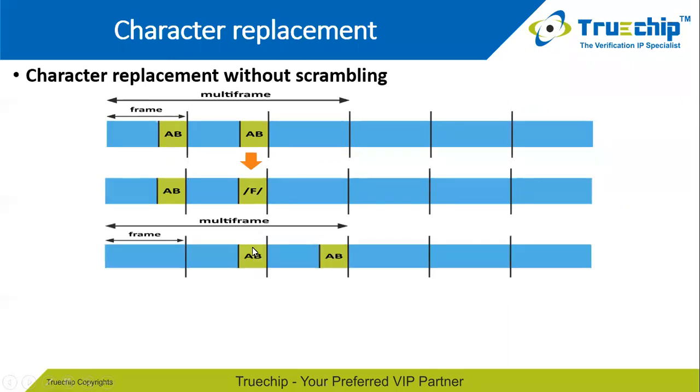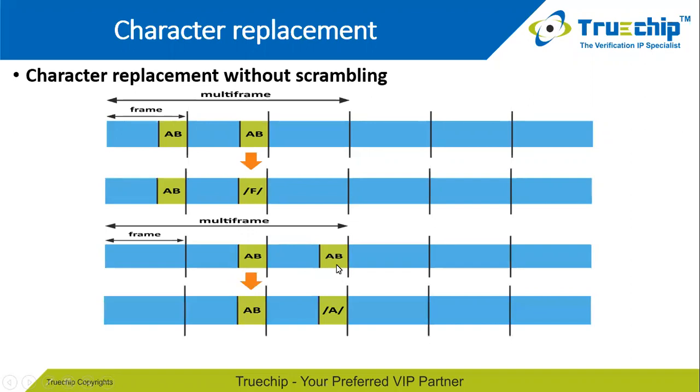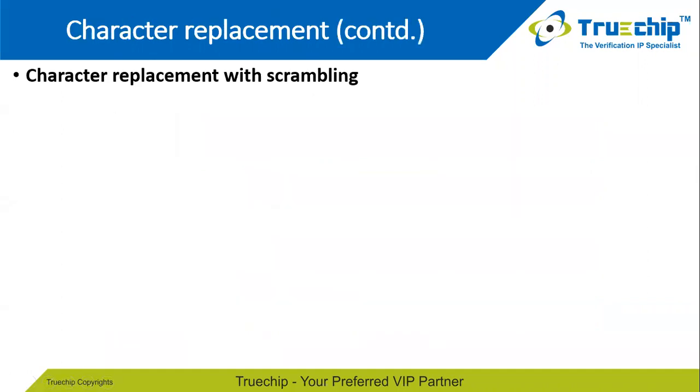Similarly, when the last octet in the current frame, which is also the end of a multi-frame, equals the last octet in the previous frame as shown in the diagram, then the transmitter shall replace and encode the current last octet as a control character A. However, if an alignment character was already transmitted in the previous frame, the original octet will get encoded. At the receiver side, the corresponding F or A characters are replaced by the value of the octet data decoded at the same position in the previous frame.